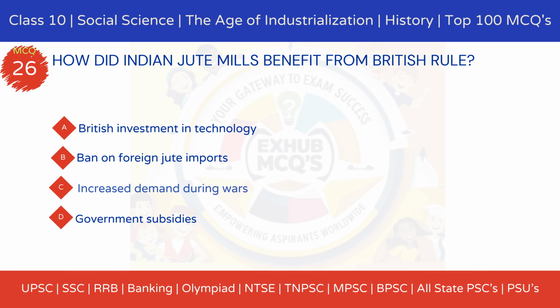MCQ 26. How did Indian jute mills benefit from British rule? Option A. British investment in technology. Option B. Ban on foreign jute imports. Option C. Increased demand during wars. Option D. Government subsidies.